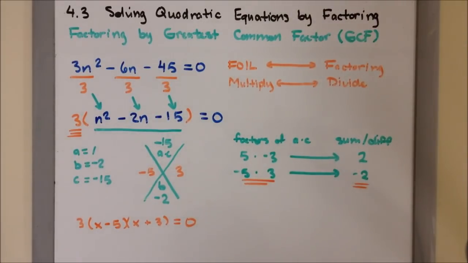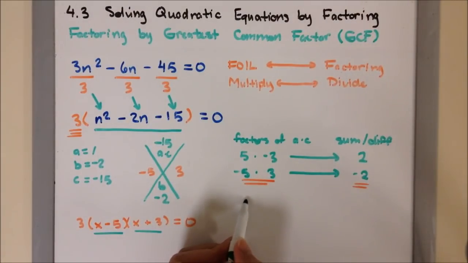We're going to move on to solution. For the solution, we're going to set each factor equal to 0, mainly the ones with x. So I don't have to worry about this 3 here. So the ones that I have left underlined, x minus 5, x plus 3, I'm just going to set equal to 0.